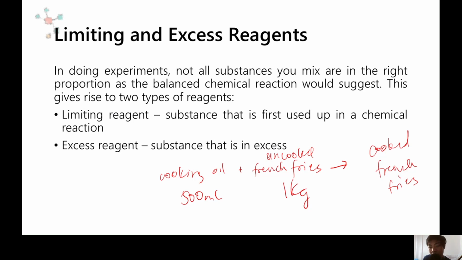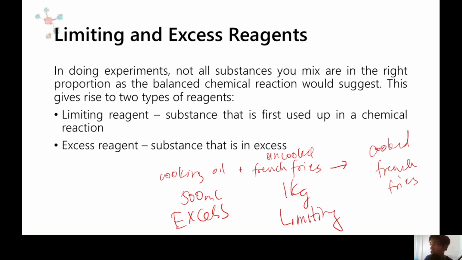Kailangan ubusin yung reactant na yon, no? And the excess reagent, this is the substance that is not really consumed totally, no? Hindi siya inuubos, so that means may leftover sa kanya, no? So, in our cooking analogy, ano kaya excess reagent dyan? Of course, your excess reagent would be the cooking oil, no? So, this will be your excess reagent, and this will be your limiting.